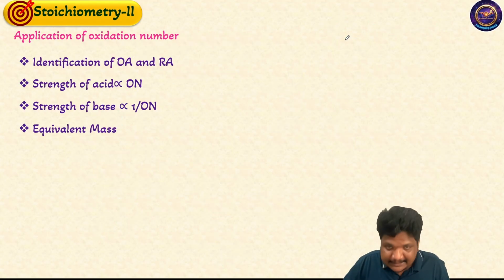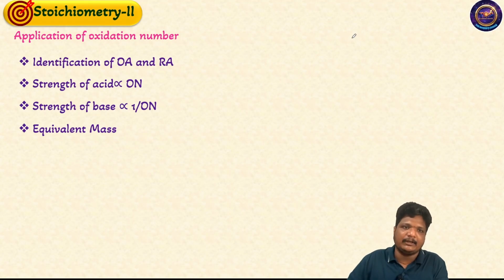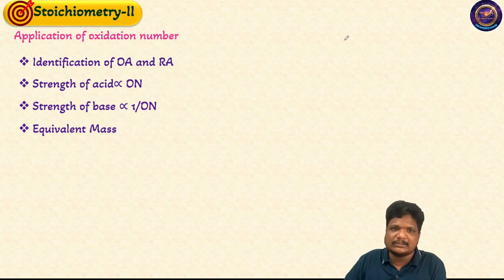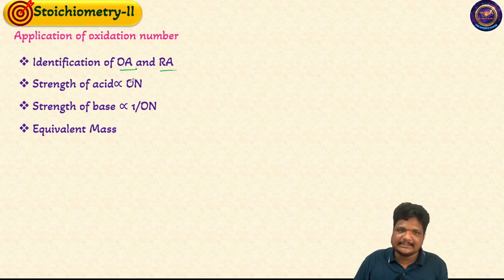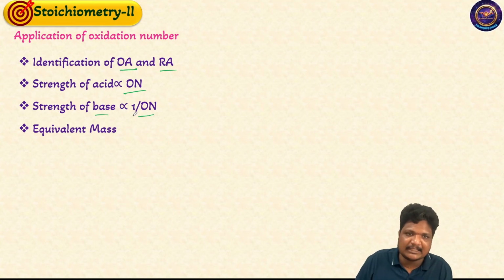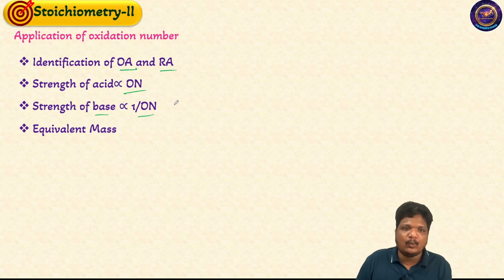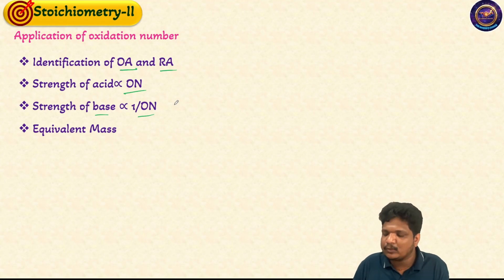ఓకే, లెట్ us see what are the applications of this oxidation number. So here by identifying this oxidation state or oxidation number you can simply identify which is oxidizing agent and which is reducing agent. And also the strength of the acid which is directly proportional to the oxidation number, strength of the base which is inversely proportional to the oxidation number, and we can also find equivalent mass by using this oxidation number. So ఈ ఈక్వివాలెంట్ మాస్ అనేది కూడా ఈ ఆక్సిడేషన్ నంబర్ ని బేస్ చేసుకుని ఇక్కడ క్యాలిక్యులేట్ చేస్తాం.